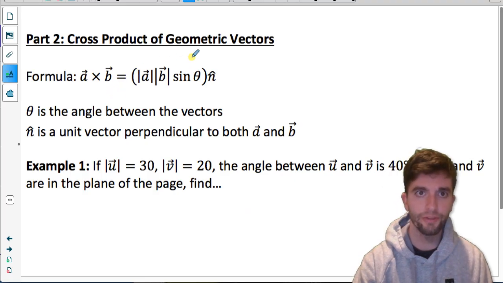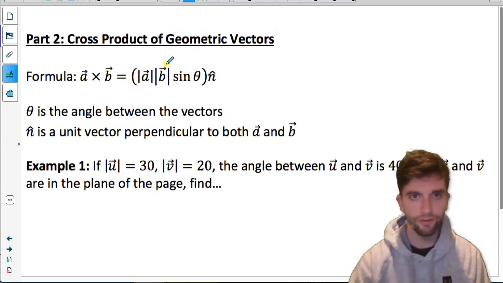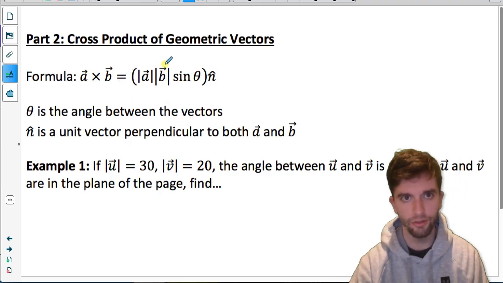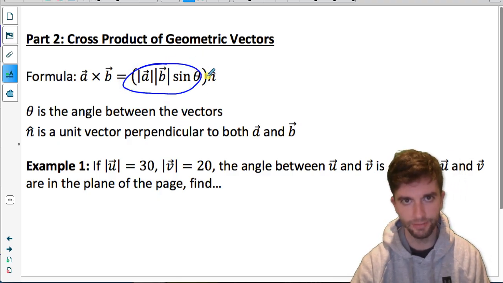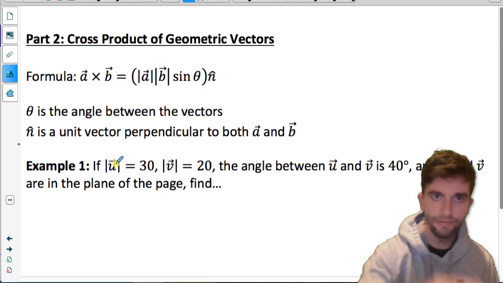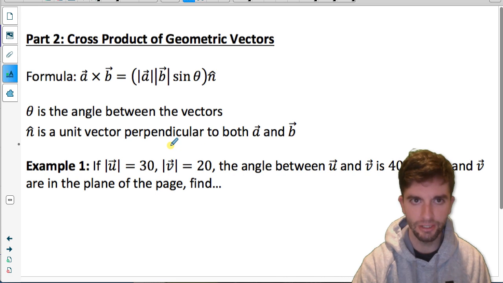Okay, we're going to start with the cross product of geometric vectors. And this is the formula for the cross product of geometric vectors. It's made up of two components: the magnitude of the cross product and the direction of the cross product. Cross product gives us a vector, so we need those two components. We need the magnitude and the direction.